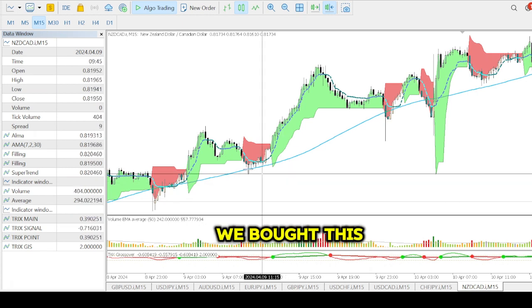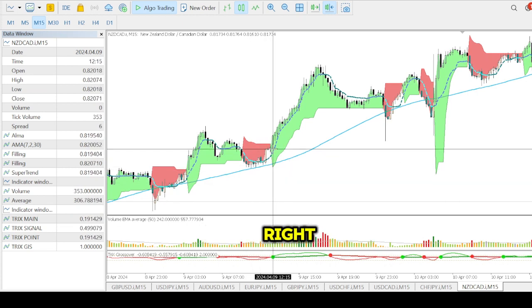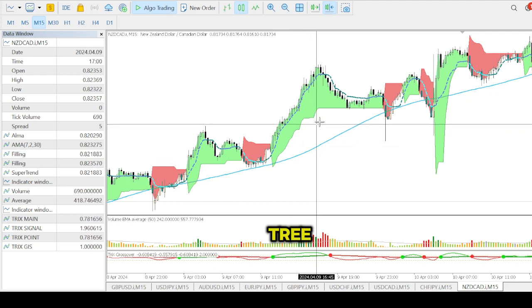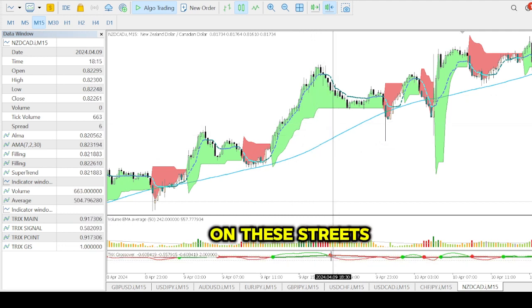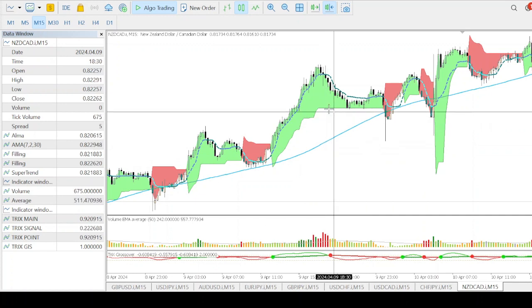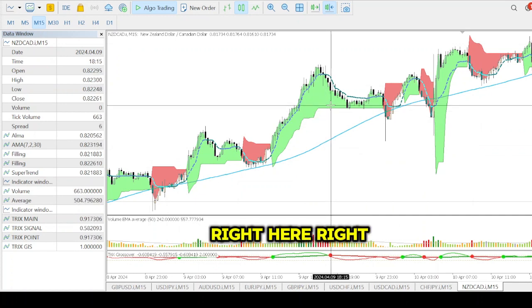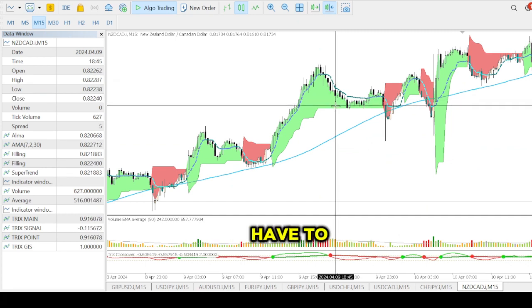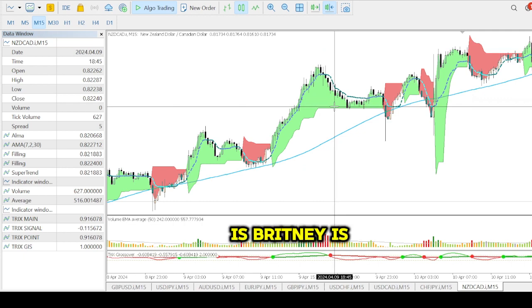For example, we bought this trade right here, right? I will exit this buy trade when I see a red dot on these tricks. Where will I exit? Right here. Sorry, guys, my hands are shaking. Right here, you exit that trade. You can't always exit at the top, so you just have to balance it. It's a plus and minus. Trading is plus and minus.